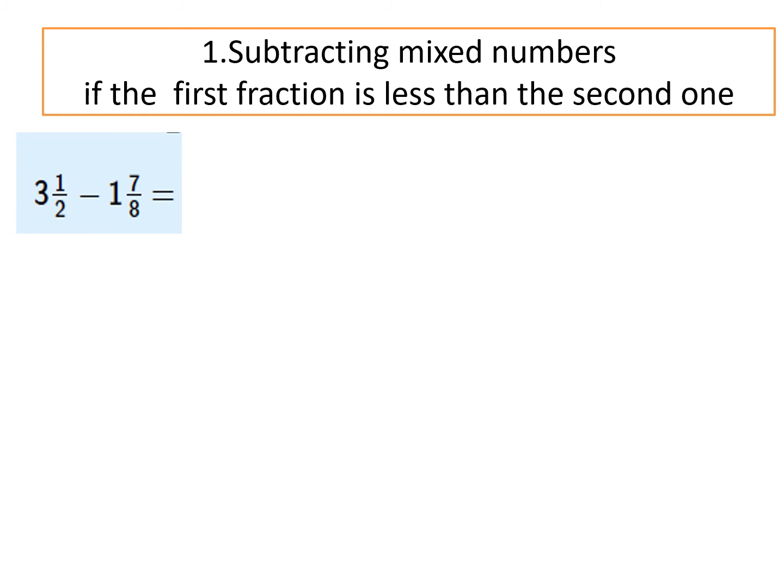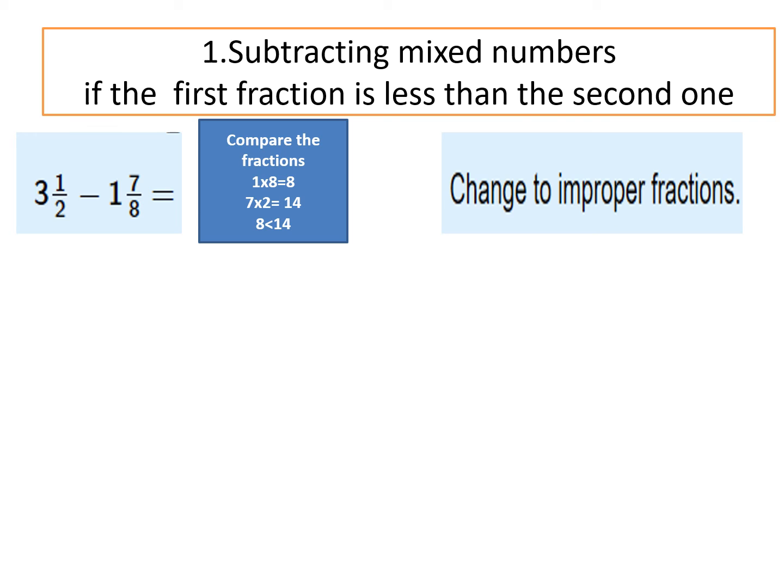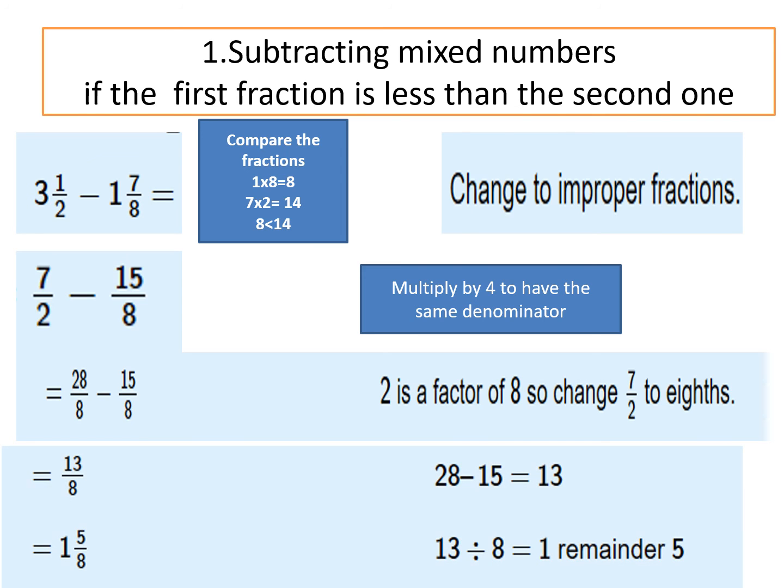Now, in this case, if the first fraction is less than the second one in subtracting mixed numbers, you have two methods to solve it. The first method is to convert it into improper fractions. As you can see, 1 over 2 is less than 7 over 8, so you have to convert it into improper fractions. You will get this one, and then you will get the same denominator by multiplying by 4 for the first fraction. After that, you subtract to get 13 over 8, and then you divide 13 by 8 to get 1 and 5 over 8 as a mixed number.